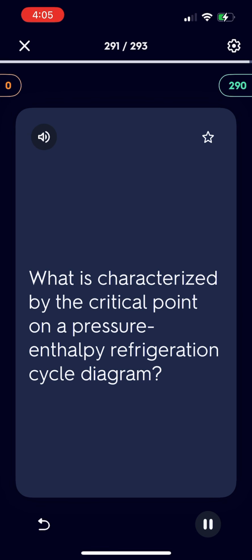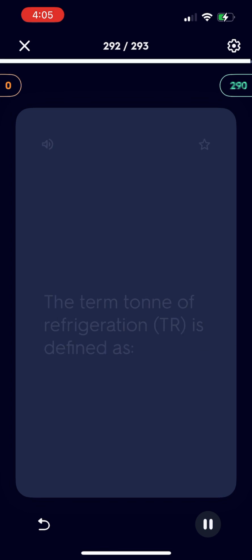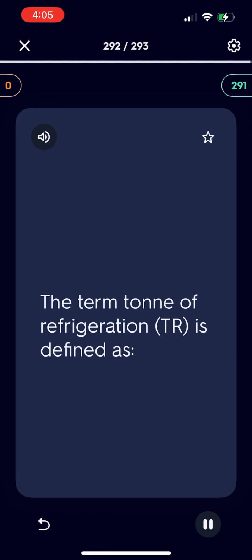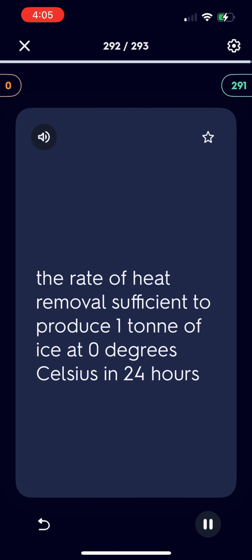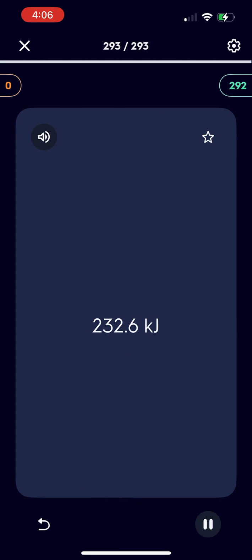What is characterized by the critical point on a pressure enthalpy refrigeration cycle diagram? The point where no liquid can exist. The term ton of refrigeration is defined as the rate of heat removal sufficient to produce 1 ton of ice at 0 degrees Celsius in 24 hours. What is equivalent to 1 ton of refrigeration in terms of minutes? 232.6 kilojoules.